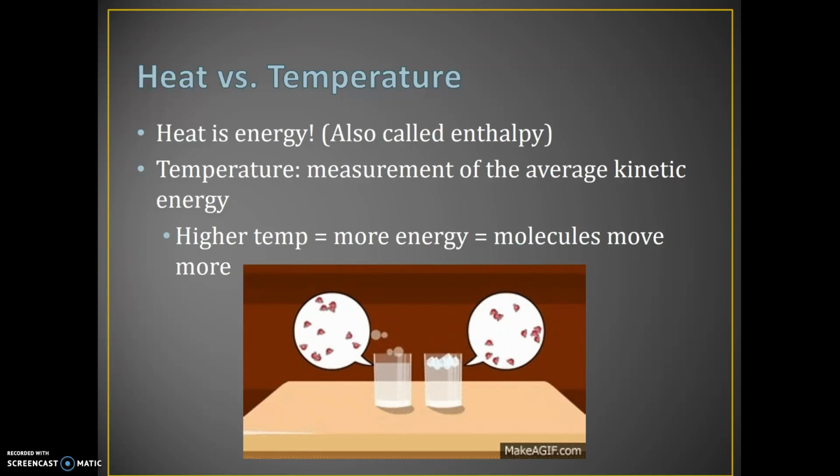Heat and temperature are 2 different things. Heat is energy. We also call it enthalpy, right? Temperature is a measurement of your average kinetic energy. Now, it's just an average, which means that if you have a sample that's at 50 degrees, remember that not every single particle is going to be moving at exactly that same speed for that temperature. Some of those particles are going to be moving faster, some are going to be moving slower. So when you take a measurement of temperature, it's just an average. But we know that the higher the temperature, the more energy it has, so those molecules are moving more. When you cool it down, they just don't move as fast because they don't have as much energy.